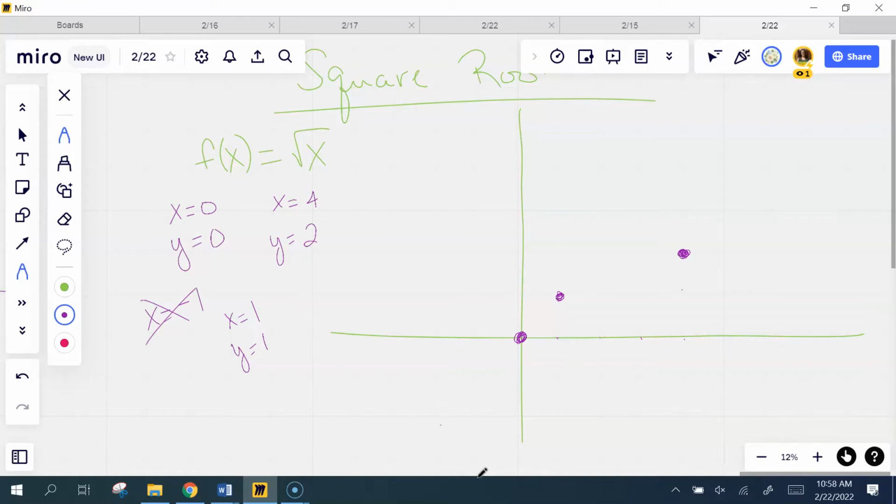If I only had 1, 1, I might be inclined to do something like that, but that's not in fact what the graph is doing at all. The graph is starting here. It can't go beyond that because it can't be negative, and it makes this kind of curve this way.